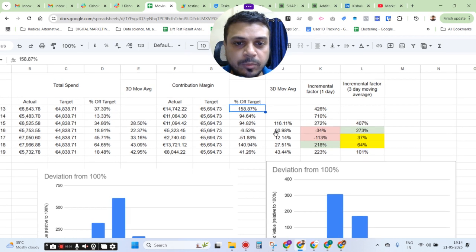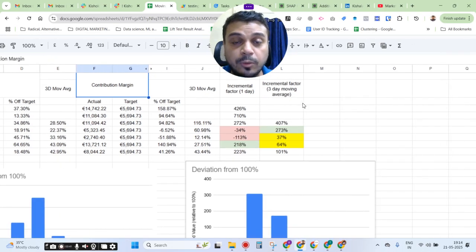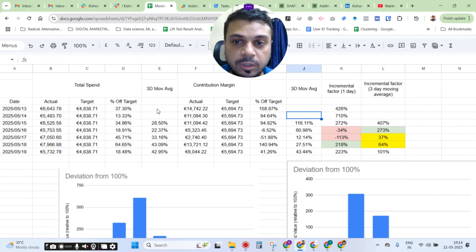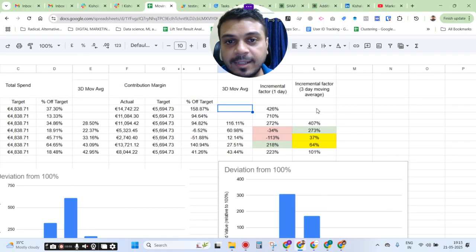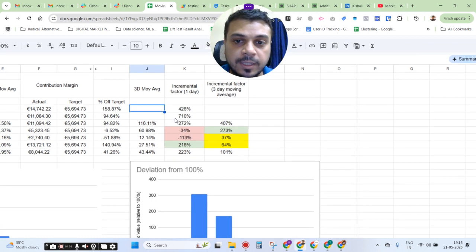Once you have the moving averages, and these moving averages, by the way, are of the percentage of difference between the actual and target, which I'm taking for both the total spend and the contribution margin, now comes the question of how to actually factor in the concept of incrementality or marginal returns. This is where I'll be using the moving averages and a ratio of the moving average for the spend and the contribution margin. And remember what I just said, the moving average is nothing but a moving average of the difference between the actuals and the predicted or the target.